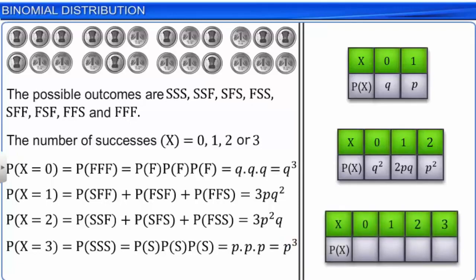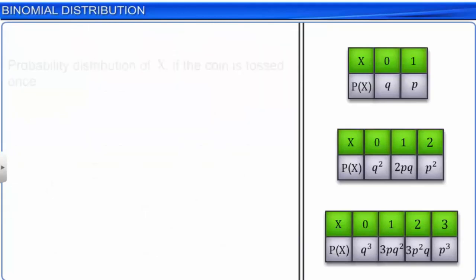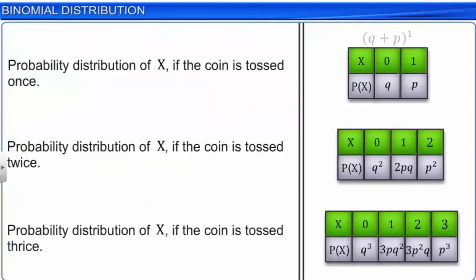Observe that the distribution of X for the Bernoulli trials are similar to the binomial expansions of Q plus P raised to the power of n. For the first trial, the power is 1. For the second trial, it is 2. And for the third, it is 3. Also, the probabilities of 0, 1, 2, or 3 successes are the corresponding first, second, third, and fourth terms of the respective binomial expansions.